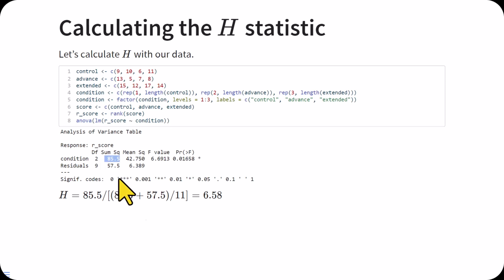The sum of squares total is the combination of the between and within sums of squares. That is the between sums of squares and residual sums of squares. That's the total. Similarly, the total degrees of freedom is the sum of the degrees of freedom for between groups and within groups, and that's 11. So our H statistic here equals 6.58 using the formula I presented in the last slide.